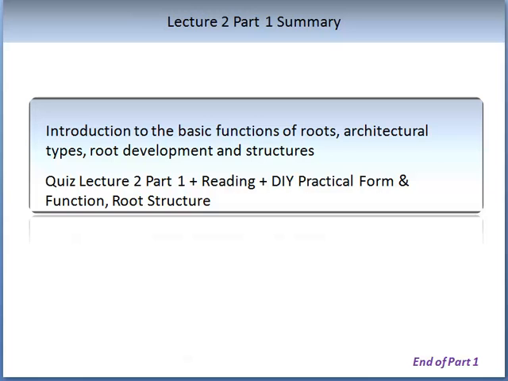And so, to summarise the main themes covered in this lecture, we have introduced the basic functions of the roots. We have looked at architectural root types. We've looked at the basics of root development and root structures. In order to complete this topic, you will also need to do the quiz, Lecture 2, Part 1, the essential reading, watch the associated videos, and complete the DIY practical form and function and the section on root structure. This is the end of Lecture 2, Part 1.